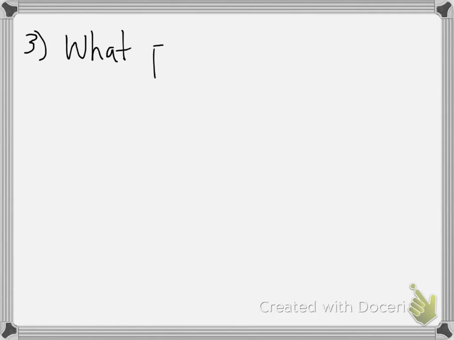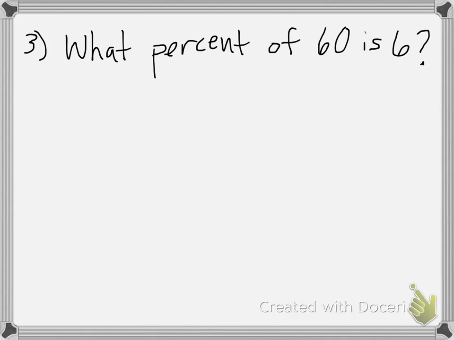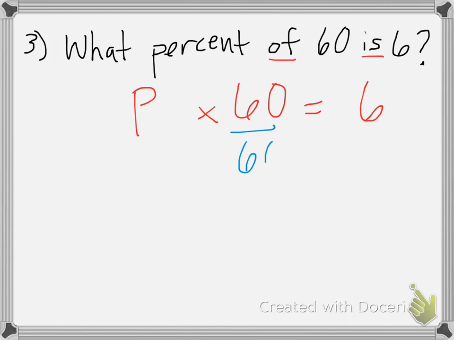First thing I'm doing is writing down the actual sentence. I can look at it already and tell that I'm going to be looking for a percent. So of means multiply, is equal, and then I rewrite the equation. Now what I need to do, I need to get p by itself. So I do the opposite of multiplication, which is division. 60 divided by 60 is 1. Whatever you do to one side, you do to the other.